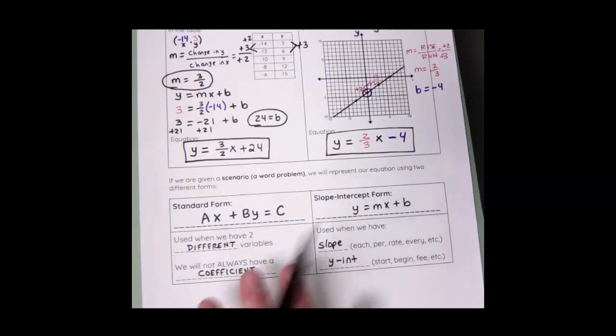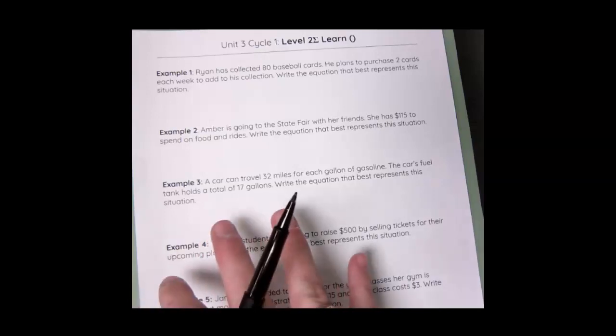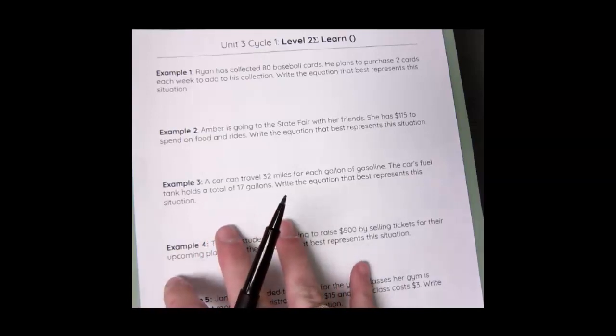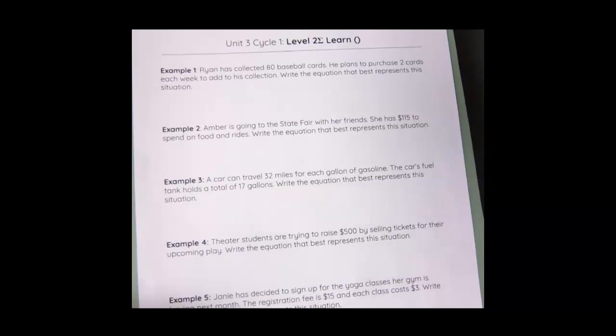So get out your next page, or flip it over. You're going to be on this page: Unit 3, Cycle 1, Level 2, Sigma, Learn. This is still the same activity. So example 1, it says Ryan has collected 80 baseball cards. He plans to purchase 2 cards each week to add to his collection. Write the equation that best represents this situation.